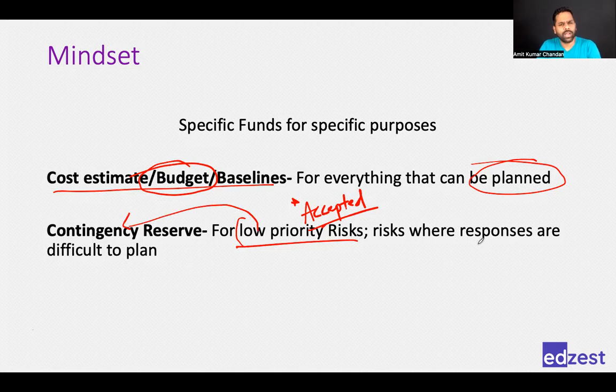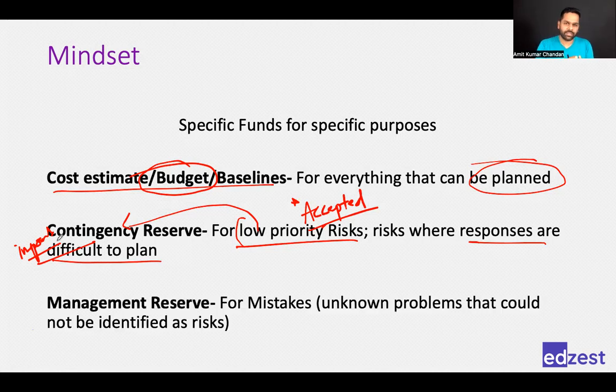Or some risks where responses are impossible to plan. You have identified the risk. It is not a low priority risk, but you cannot find a solution as of now. So you say, we cannot do anything about it. We cannot avoid it. We cannot mitigate it. We cannot transfer it. So we have to accept it. We have no other choice. So when it happens, then we'll deal with it. There will be many things in such way as well. So for that only, we will use contingency reserve. Very specific purposes, nothing else.